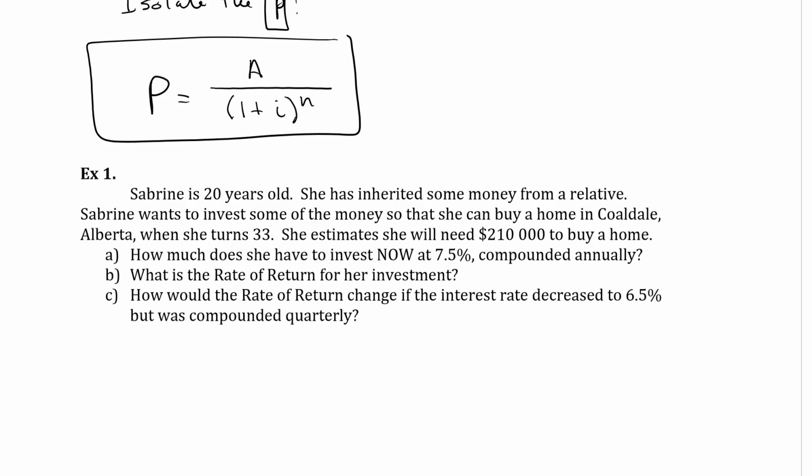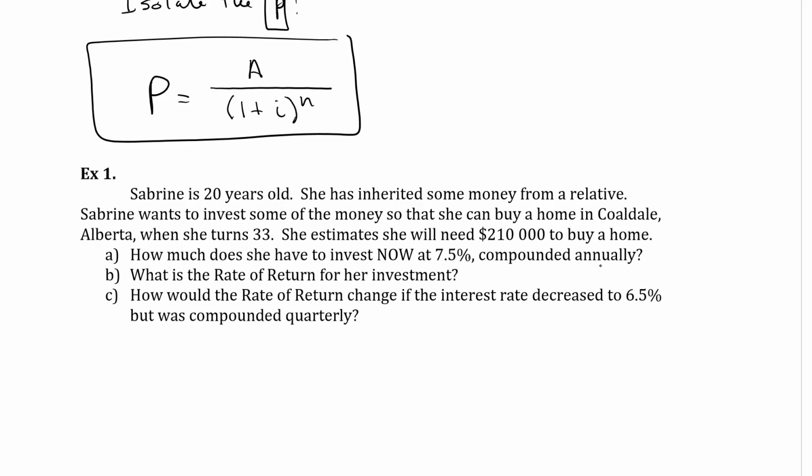So Sabrine is 20 years old. She has inherited some money from a relative, and Sabrine wants to invest some of the money so that she can buy a home in Coaldale, Alberta when she turns 33. Whew! Life goals. She's got her life down pat. She estimates that she will need $210,000 to buy a home. So how much does she need to have now to invest at 7.5% compounded annually?